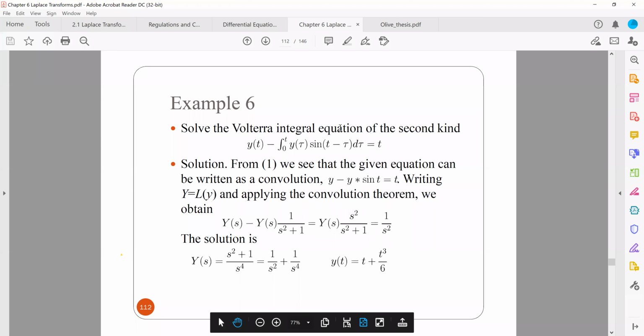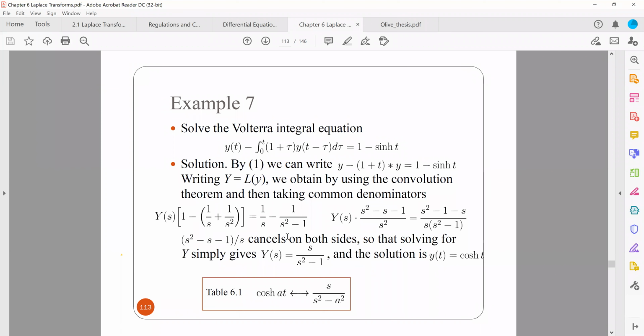So for some of these, because you recognize that this is a convolution, you can use the fact that the Laplace transform of a convolution is the same as the multiplication of the Laplace transforms of the individual functions. So that's how that helps.